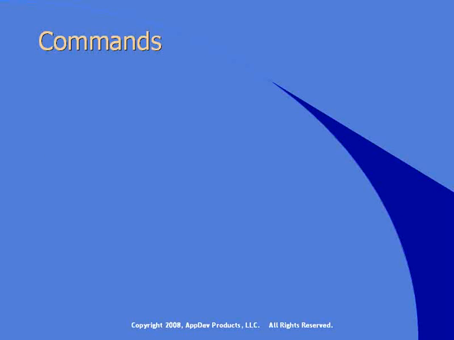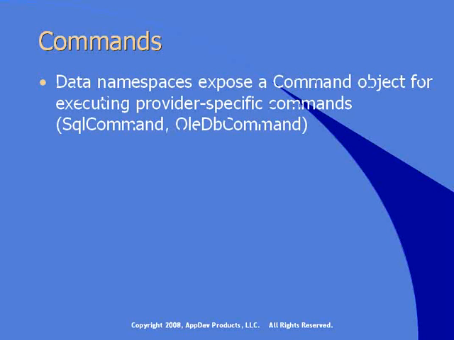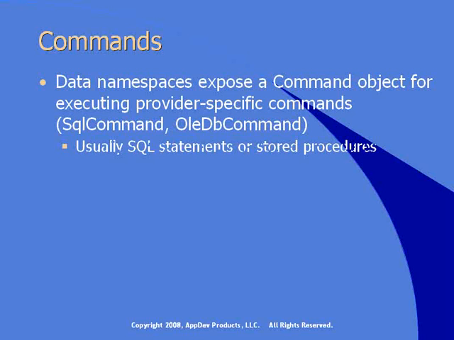You've seen the connection object, but it really doesn't get you very far towards working with data. You also need some way to indicate to ADO.NET what you want to do with the data, and that requires a command. The data namespaces expose a command object that allows you to execute provider-specific commands, SQL statements that retrieve data. There's a SQL command object, there's an OLEDB command object, and more as well, one for each of the various data namespaces. These usually are made up of SQL statements or references to stored procedures that execute some command and either return data or just do some work on data.